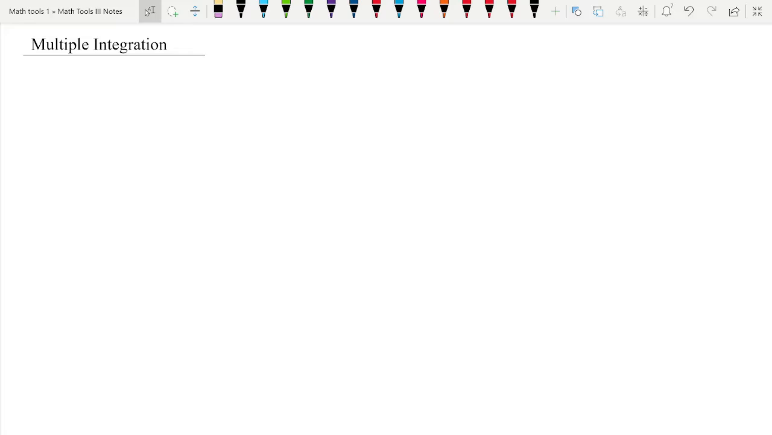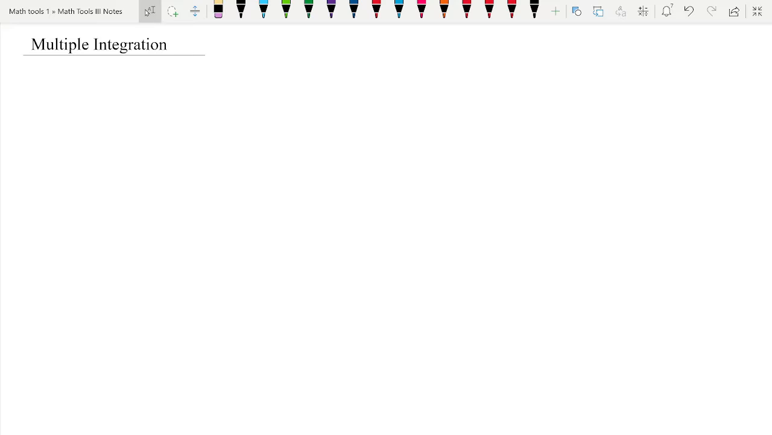And we've kind of already seen an example of this in Math Tools 2, when we were finding the volumes of different objects, like solids of revolution, and spheres and stuff like that. So it's going to be kind of the same idea here, where in that one, what we basically did was we found the area of a slice, and then we integrated that along the whole region.